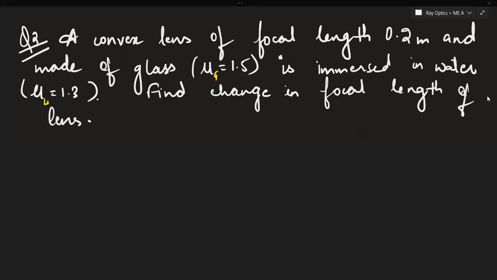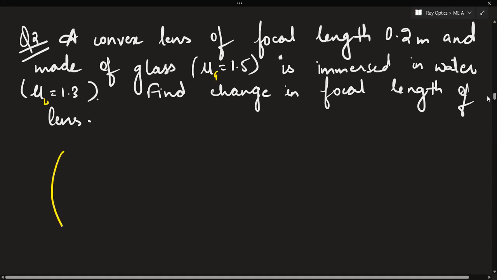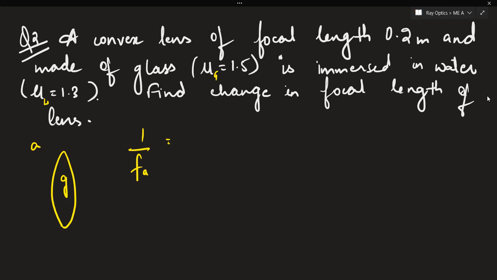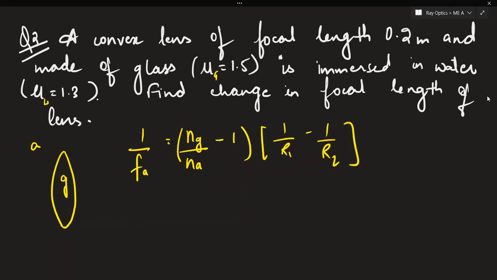So basically, what is happening? Initially, the lens is there, and the outside medium is air. This is glass, right? So first let us calculate the focal length in air. For air, it will be the refractive index of glass with respect to air, NGA, or you can write it as NG divided by NA, minus 1, times 1 by R1 minus 1 by R2. Radii of curvature are not given to you.